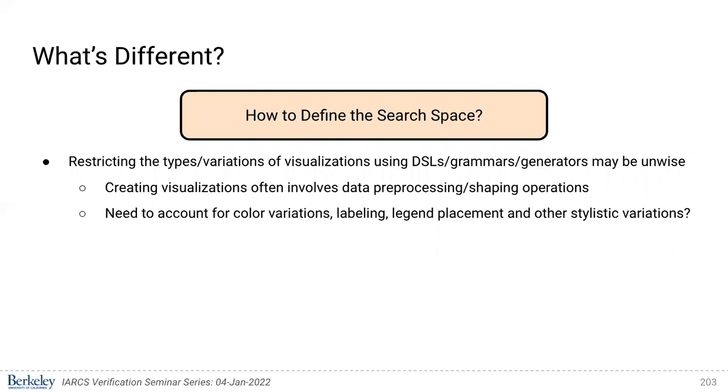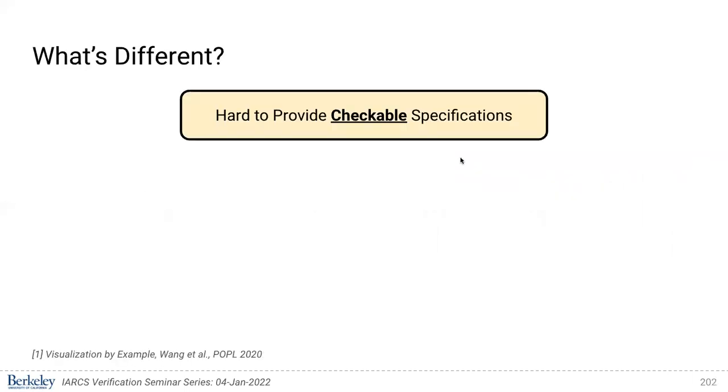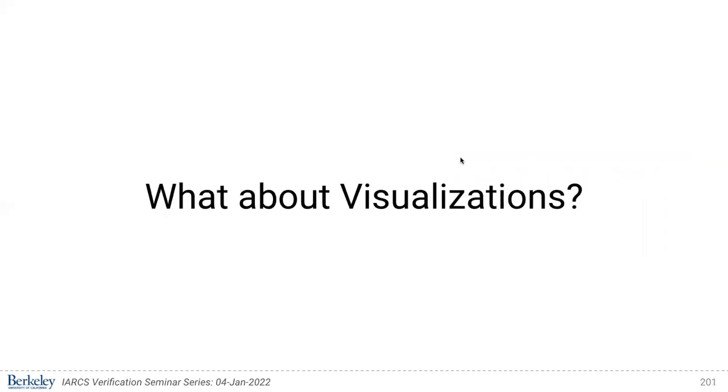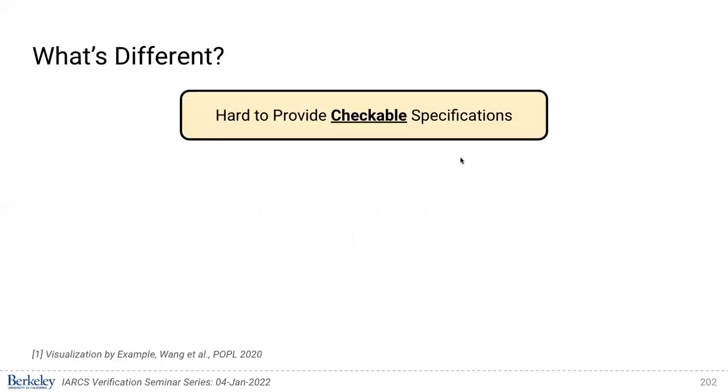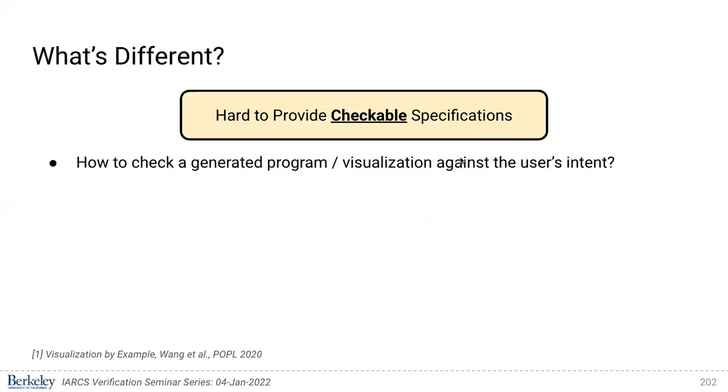We need to bounce around a bit because we're short on time. But in the third piece of work, we wanted to tackle data visualization, synthesizing code for that. The key challenge in this space is that it's hard to provide checkable specifications, because how do you check a generated program or visualization against the user's intent? The user cannot provide the output visualization, as was the case for input-output examples for data transformation, because if you provide the output viz, you're defeating the purpose of creating the visualization in the first place.